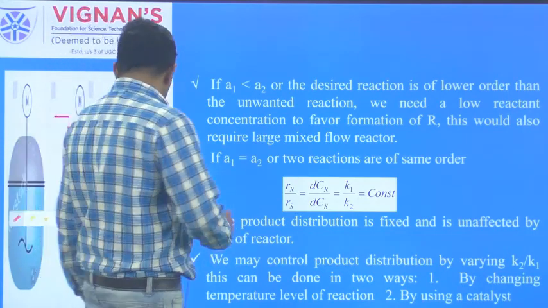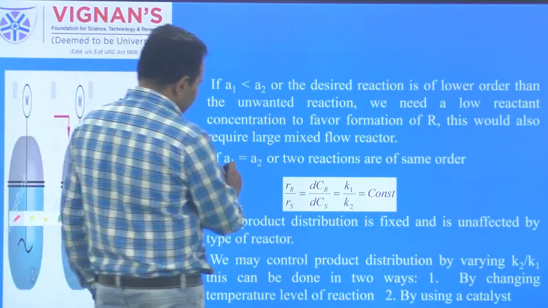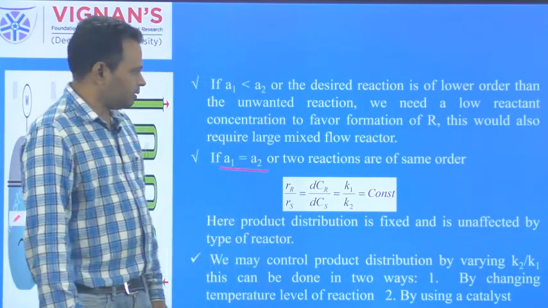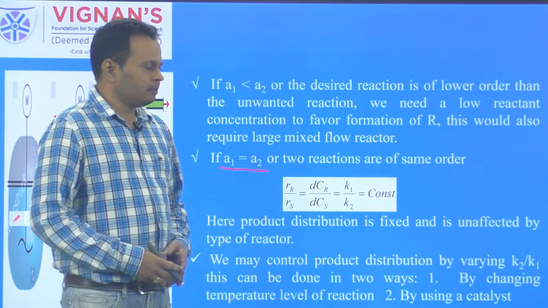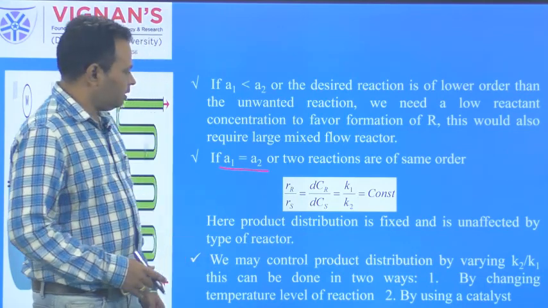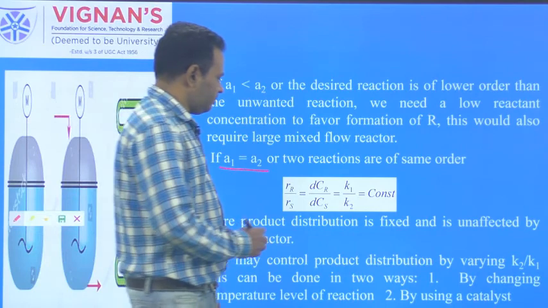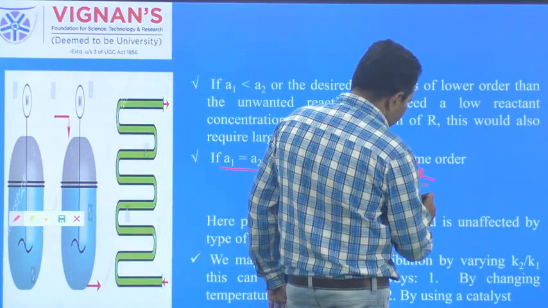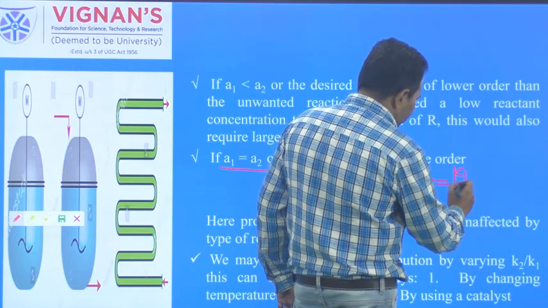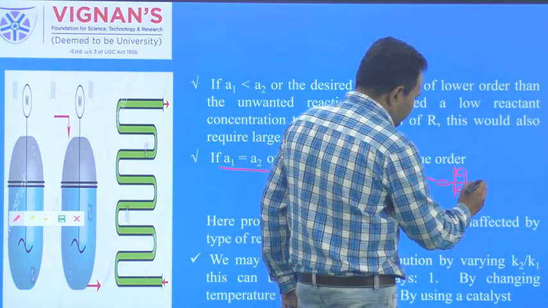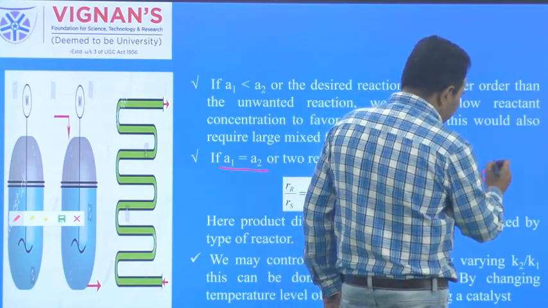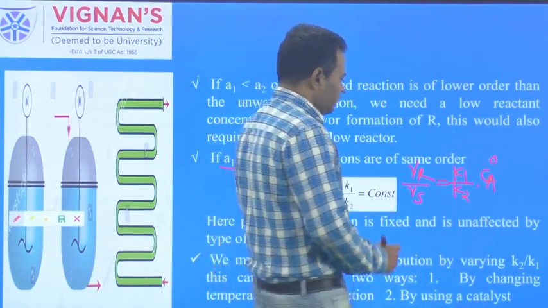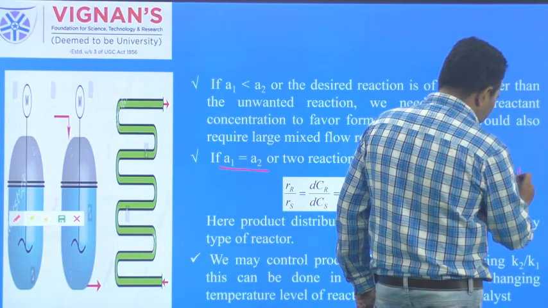And third case, if a1 is equal to a2, if the order of the desired reaction is equal to the order of the undesired reaction, when two reactions are of the same order, then the product distribution equation becomes RR by RS, the rate of formation of R by the rate of formation of S, equals k1 by k2 into Ca to the power of a1 minus a2. This becomes 0, and Ca to the power of 0 becomes 1, into k1 by k2, that equals k1 by k2.